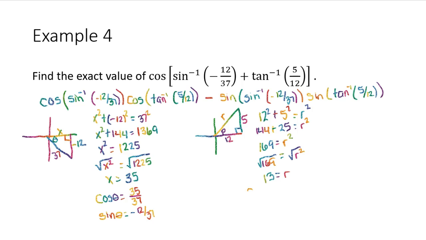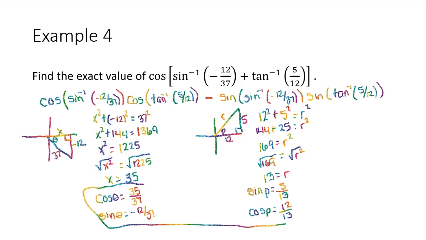Okay, the sine of our angle P is going to be the opposite side divided by the hypotenuse, and the cosine of our angle P is going to be the adjacent side divided by the hypotenuse. And now I have all I need right here to solve this or simplify this expression right here.